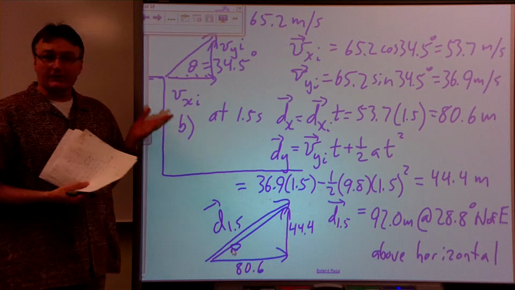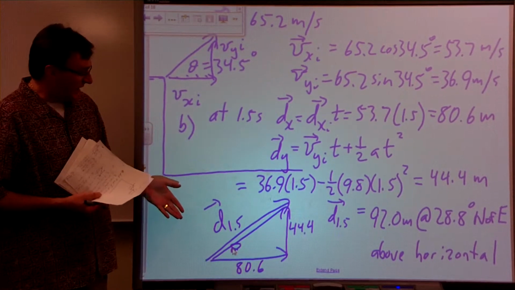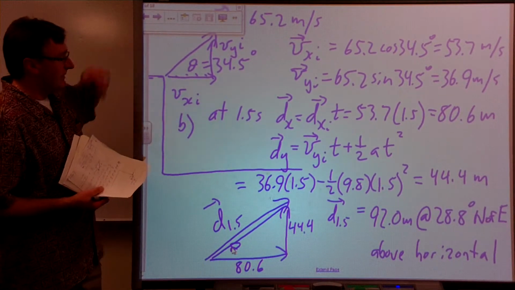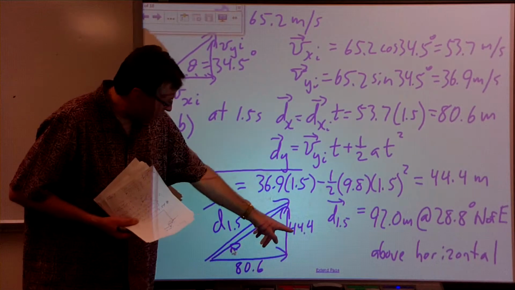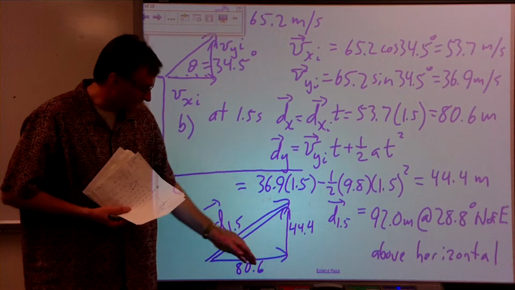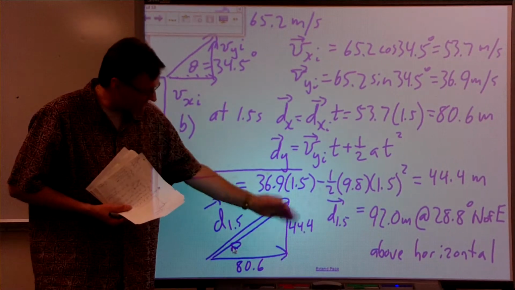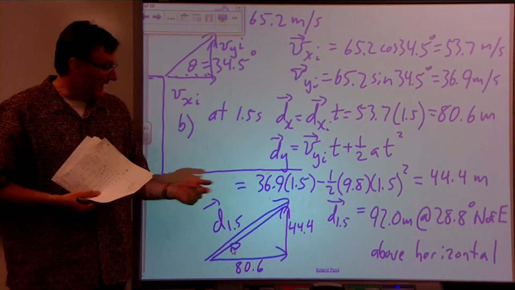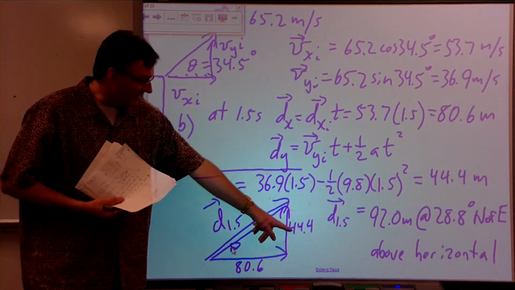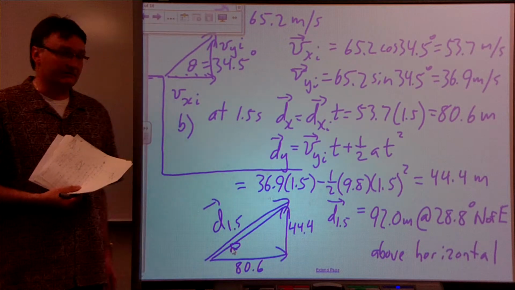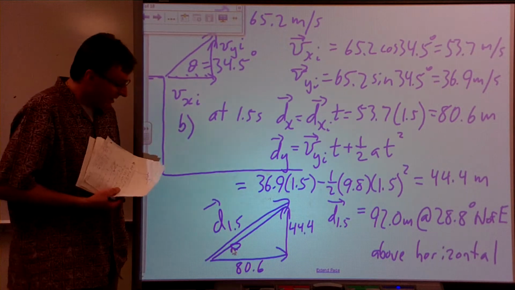Now, as it turns out, both the velocity and displacement vectors turn out to be above the horizontal. If it was below the horizontal, then the y number would be negative. So if the displacement then is below the horizontal at the certain time that you're trying to find that out, then this would be a negative number and not a positive number, and that would be the only difference.